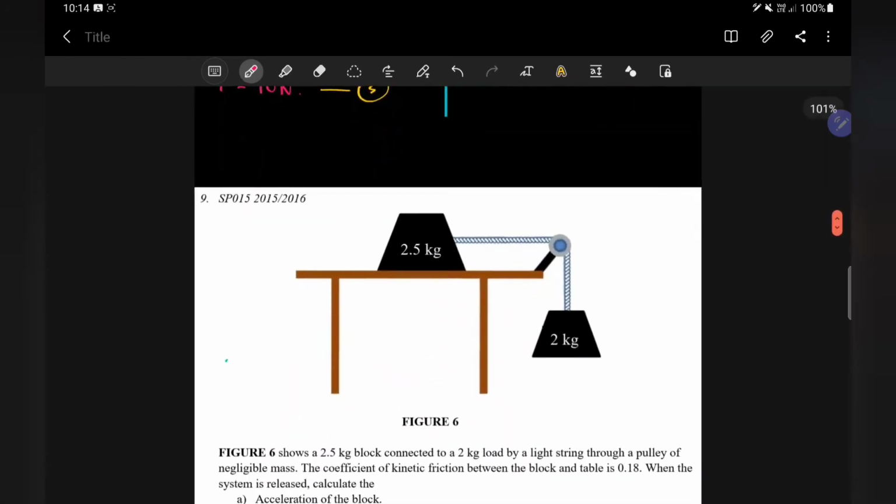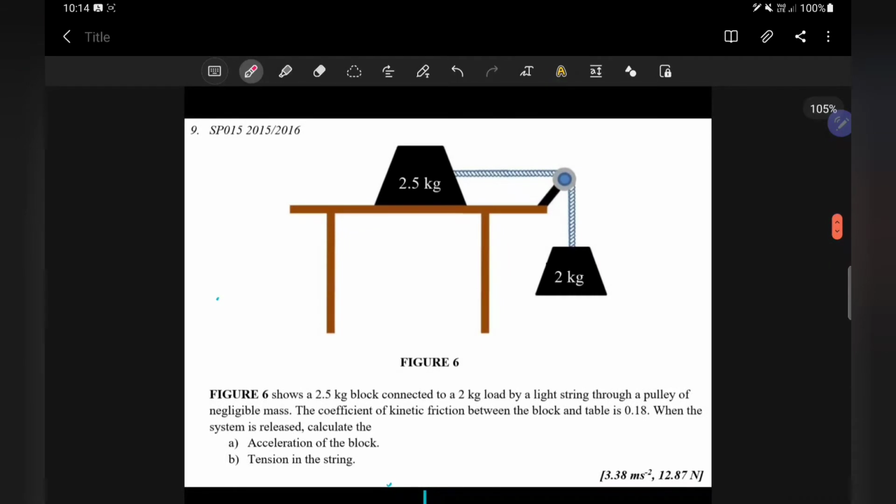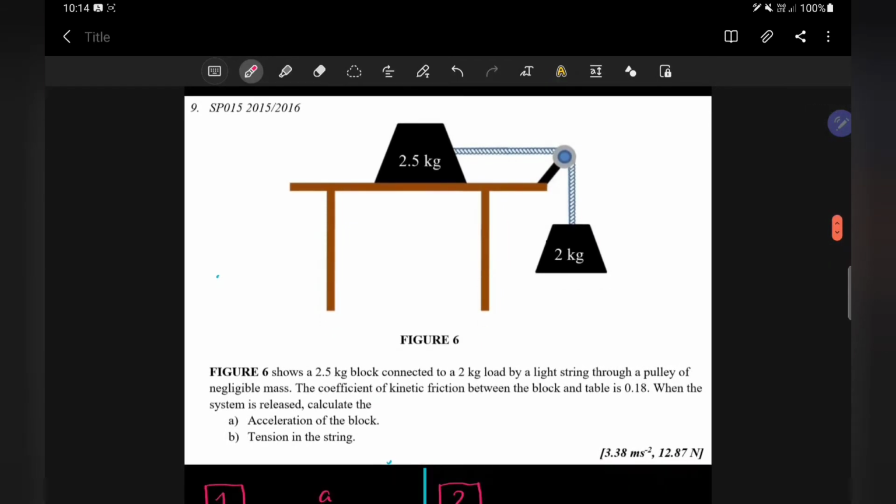Next, number 9, still the same, two bodies connected to each other using a string. First we need to check, are they moving or static? So read the question. Figure 6 shows a 2.5 kilogram first body. I like to number the bodies: first body and second body. The mass of the first body is given already, 2.5 kilogram, connected to a 2 kilogram, the mass of the second body, by a light string. The string's mass can be ignored, through a pulley of negligible mass. Again, the pulley can be ignored.